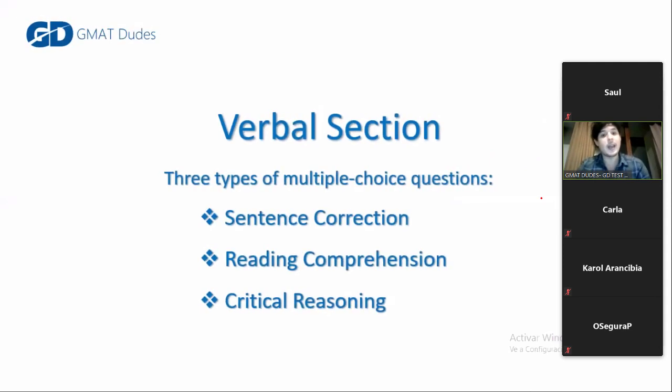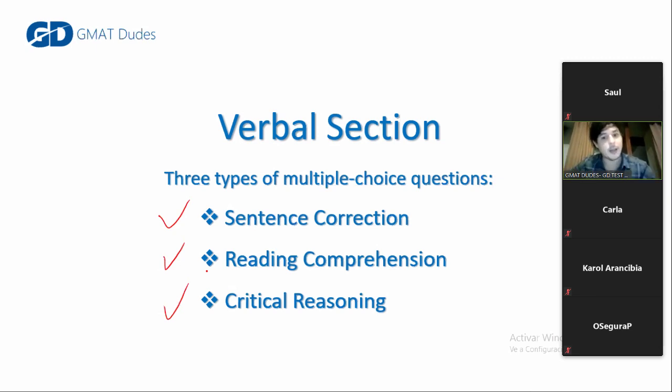Okay, that's it. Now, let's talk about my section, the verbal section. As I mentioned before, I have 6 years of experience teaching the verbal section. And I do have to tell you, after 6 years, the verbal section still impresses me, because it's a highly complex section in the GMAT. As I mentioned before, the verbal section is divided into 3 more sections: sentence correction, reading comprehension, and critical reasoning.